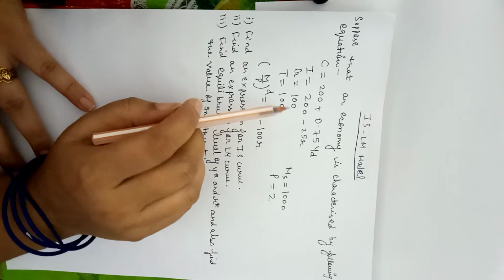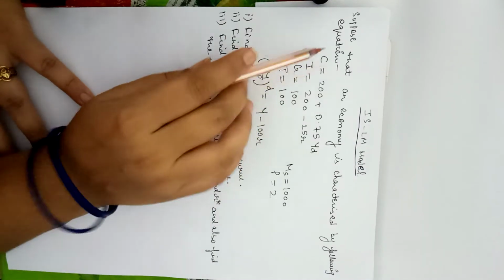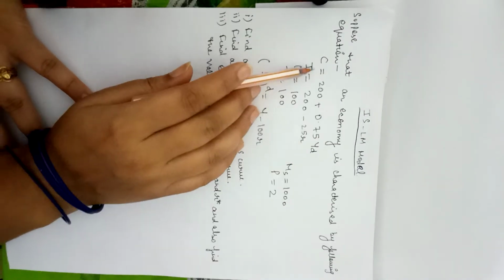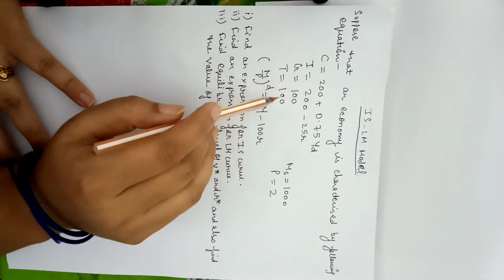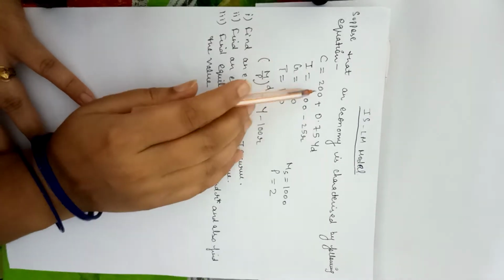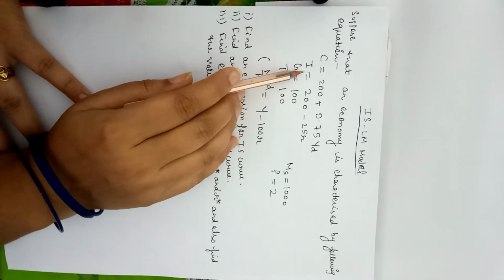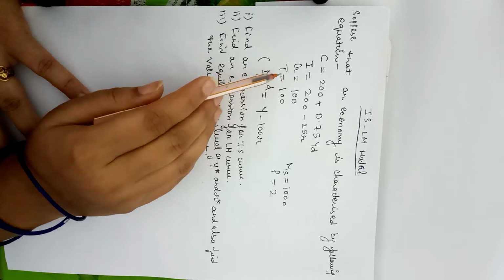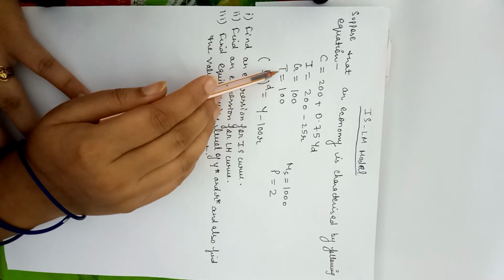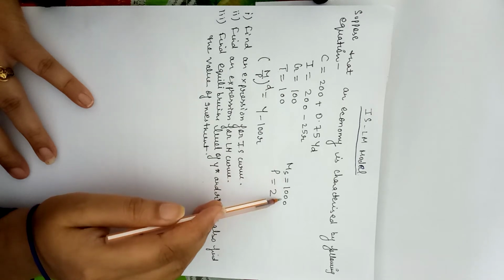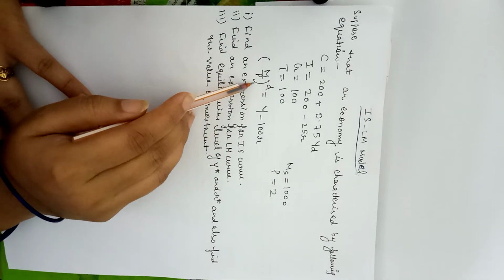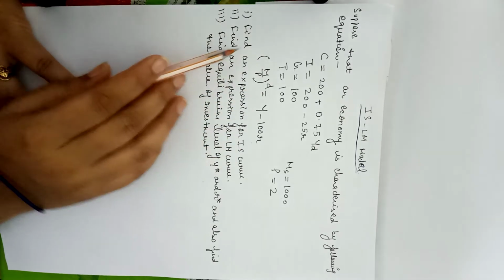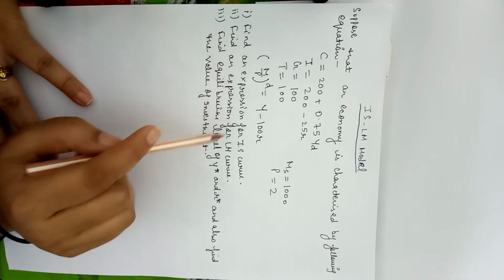So let's begin. Here it is given that suppose an economy is characterized by the following equations. We have the consumption function given as this. Then we are given investment, government expenditure, and tax. And here we have money supply which is equal to 1000, price is 2, and the demand for money is given as this equation. So now the question is asking: find an expression for the IS curve.